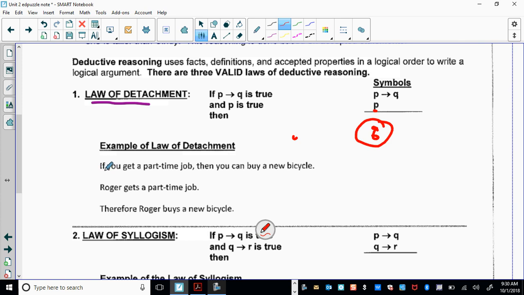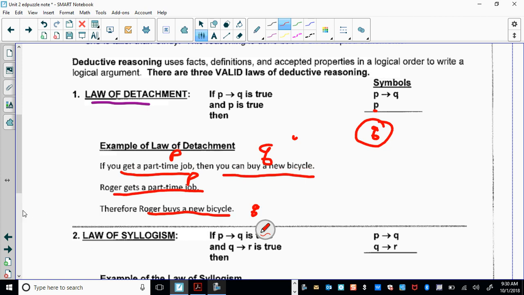So to put it in an example, if you get a part-time job, that is going to be your P, then you can buy a new bicycle. This is Q, okay? Then Roger gets a part-time job, that is P, therefore Roger buys a new bicycle, that is Q. So when I'm going through the reasoning like this, it is called law of detachment, okay?